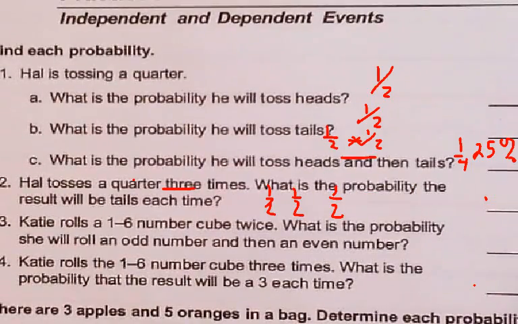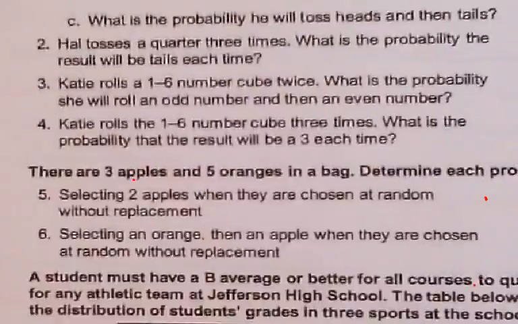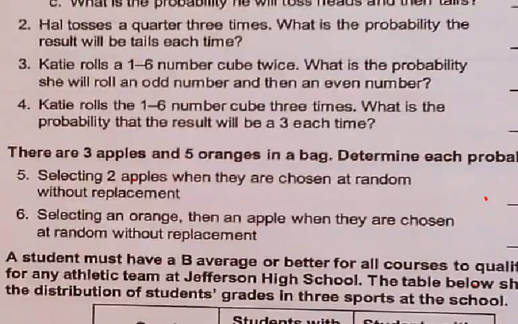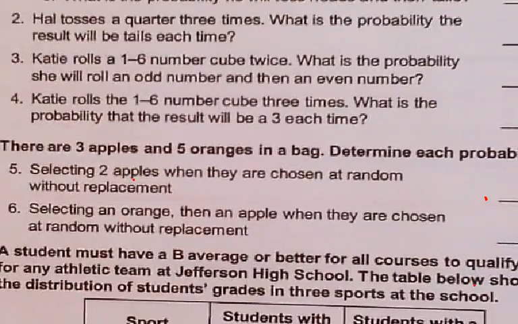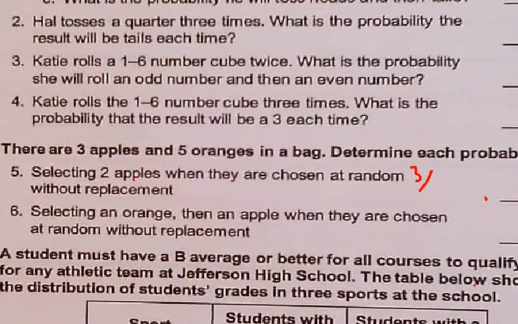Those are all independent. And then let's look at some that are dependent, right? That's what we want. Okay, so there are 3 apples and 5 oranges in a bag. So what's the probability of getting 2 apples when you don't, it says without replacement, right? So the probability of getting 1 apple would be 3 chances out of 8. Remember, there's 8 total fruits. You have to add these together to get the total number in the bag.